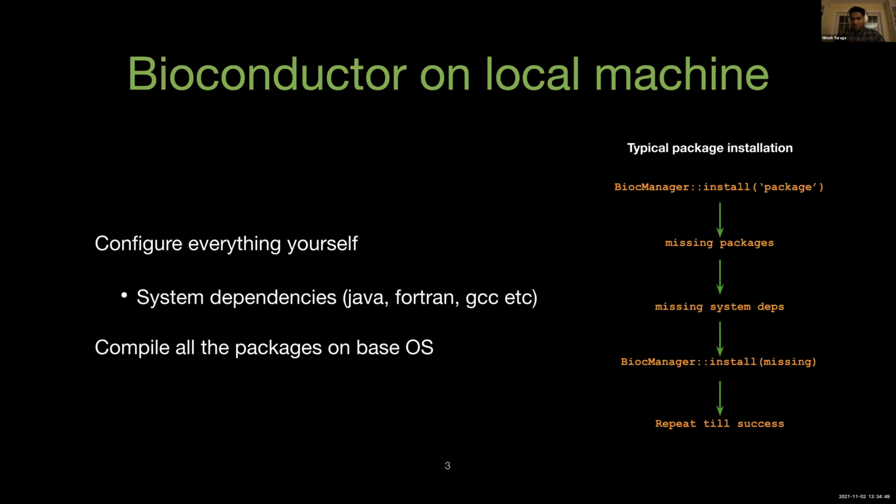So on the right-hand side over here, you'll see a typical package installation process. So someone says BiocManager install, which is the traditional way to install a Bioconductor package. And it'll complain if you have any missing package dependencies, which are not in the description file. And then you'll figure out what system dependencies that needs. And then you'll try to install those missing packages with BiocManager install. And essentially you repeat this process till you succeed in installing everything you need to get your analysis going.